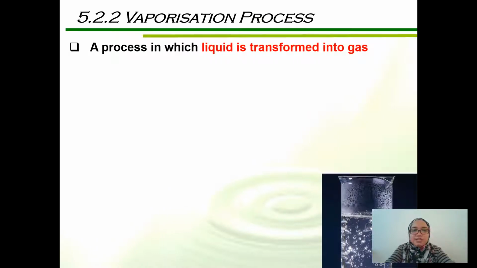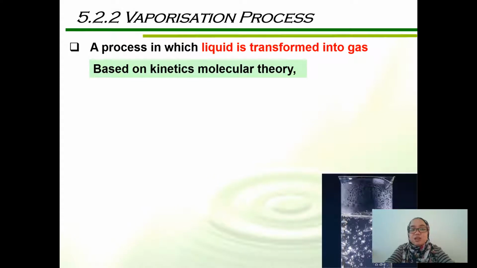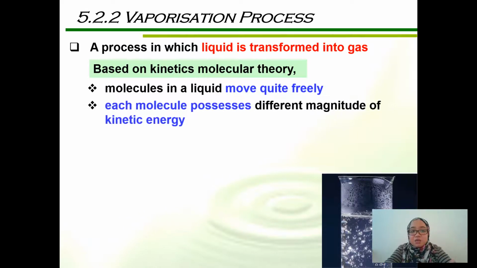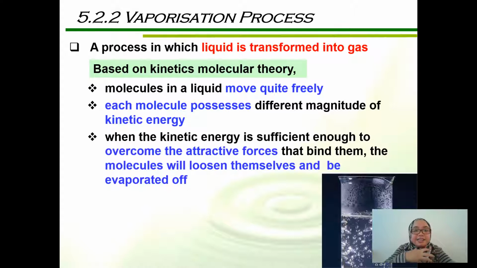Okay. So look at the vaporization process. The vaporization process is a process in which liquid is transformed into gas. Based on kinetic molecular theory, we can say that the molecules in a liquid can move quite freely. Each molecule actually possesses a different magnitude of kinetic energy. So when the kinetic energy is sufficient to overcome the attractive forces that bind them, the molecules will loosen themselves and be evaporated off.